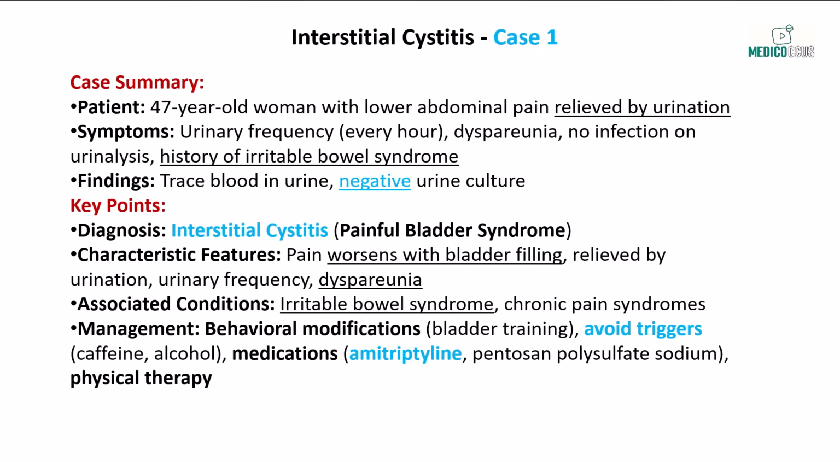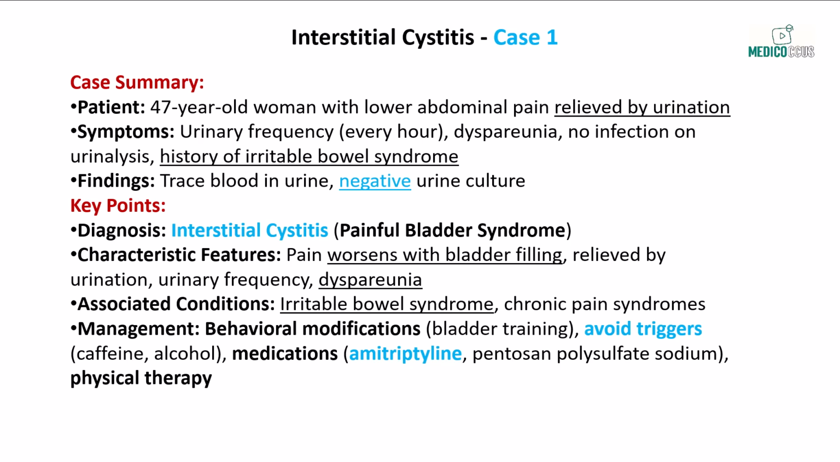Okay guys, let's move to the next topic. Interstitial cystitis, also known as painful bladder syndrome, a chronic and often debilitating condition that affects the bladder. In this case, we have a 47-year-old woman who presents with lower abdominal pain that is relieved by urination.